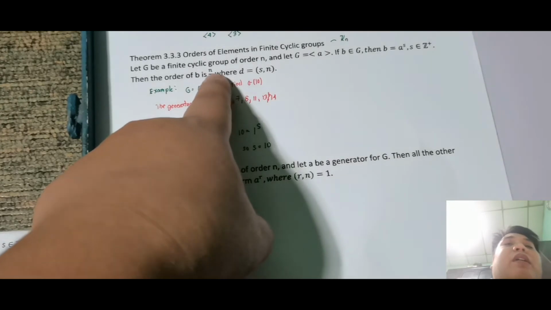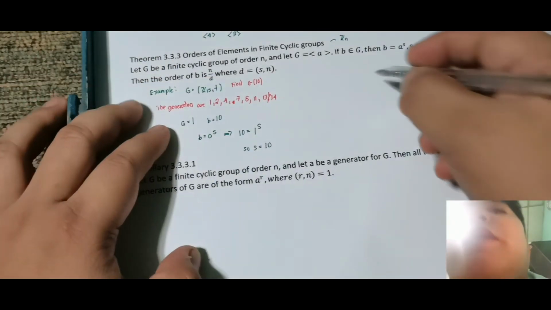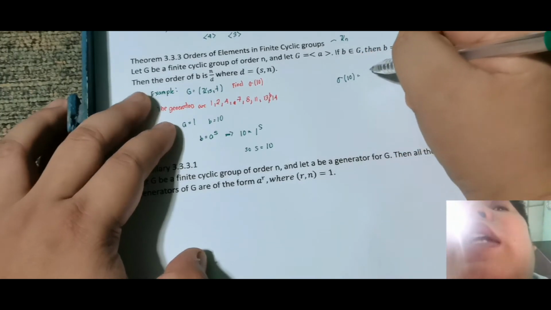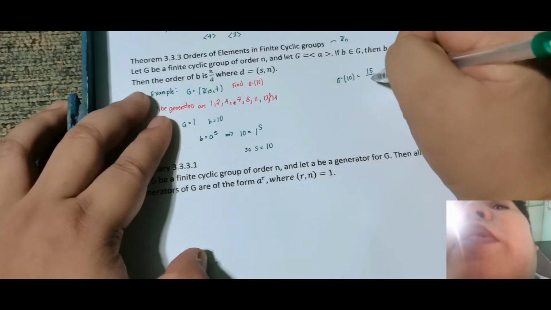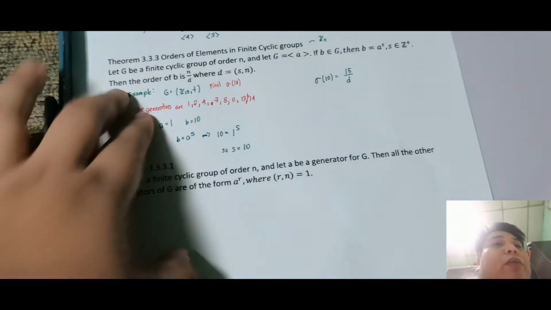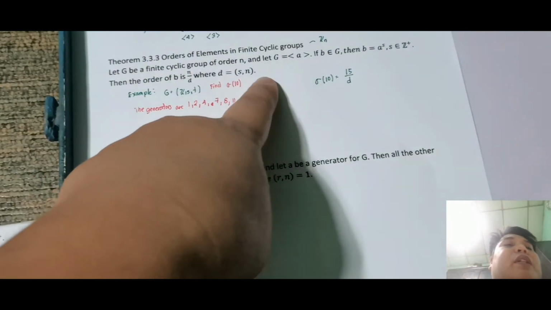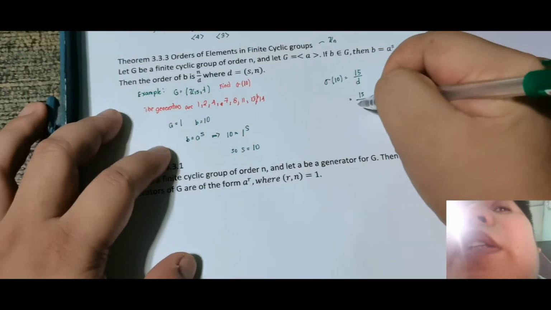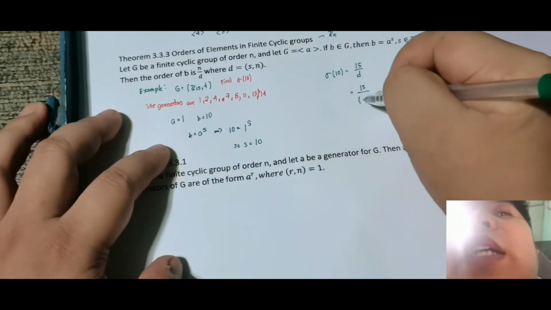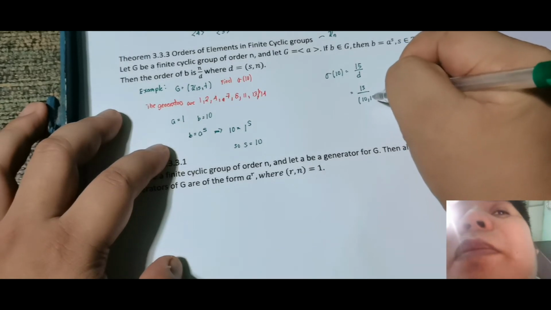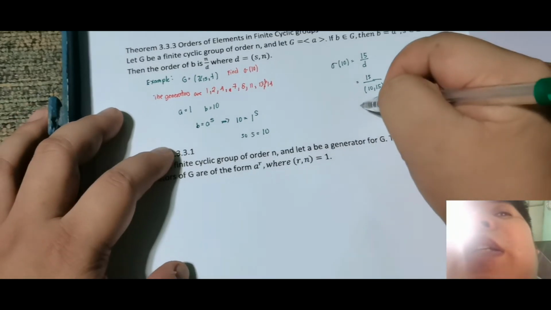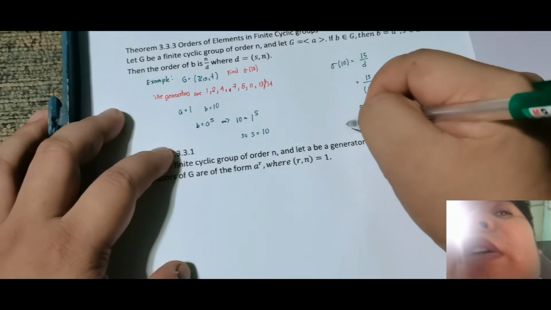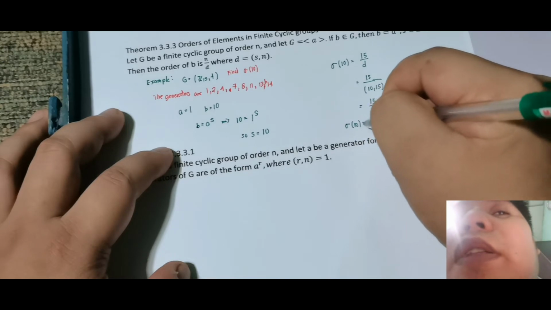Now, it says the order of B is equal to N over D. The order of B, or the order of 10, is equal to N over D. What is N? 15 over D, where D is equal to the GCD between S and N. So this is 15 over the GCD of S and N. S is 10, then 15. So what is the GCD of 10 and 15? The GCD of 10 and 15 is 5. So this is 5, meaning the order of 10 is equal to 3.